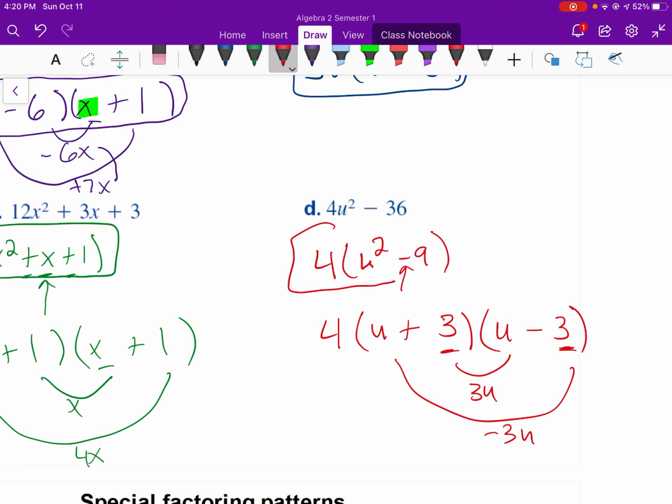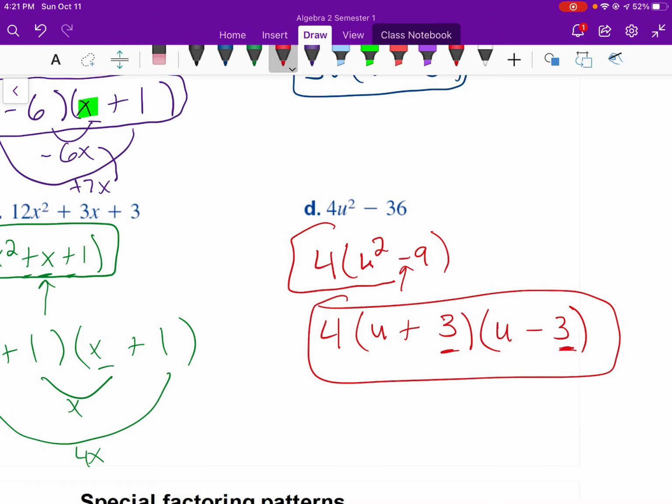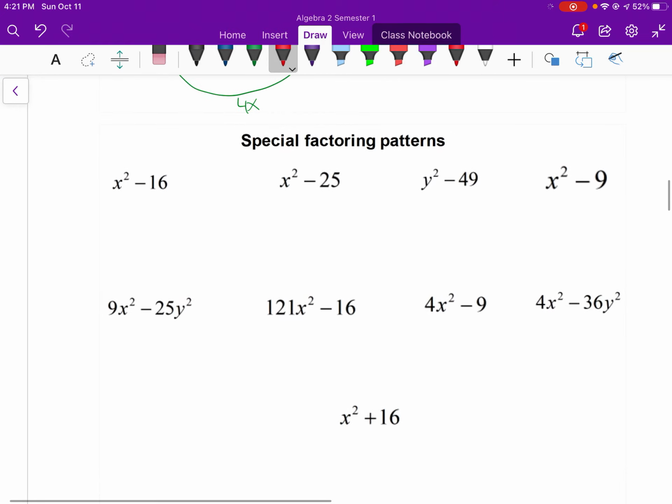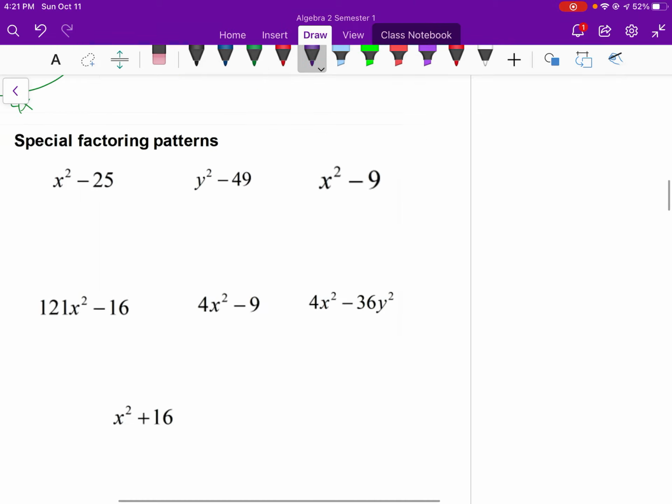Okay, now this is our special case. This is the difference of squares. So u squared minus 9. U squared is a perfect square, and 9 is a perfect square. So when we're looking at this, I'm going to look for perfect squares. A lot of times when you only have two terms, this is when it's going to happen.